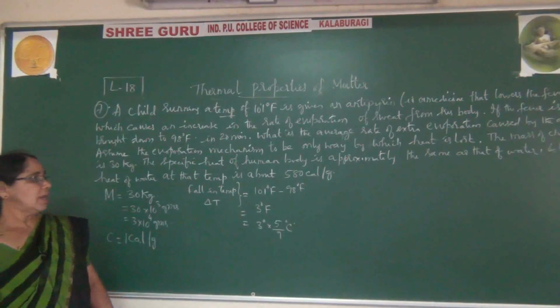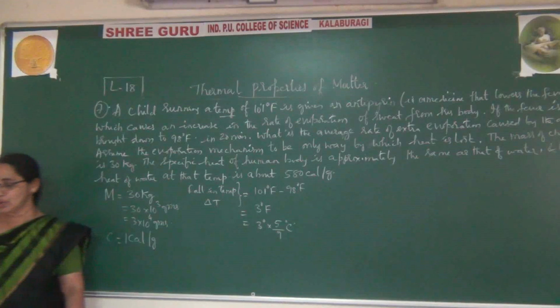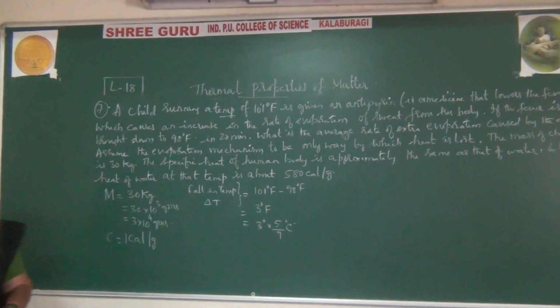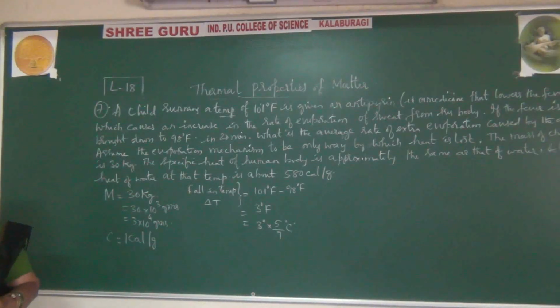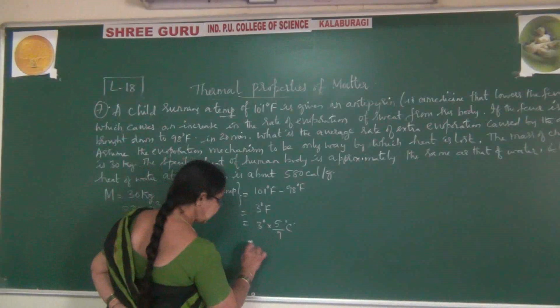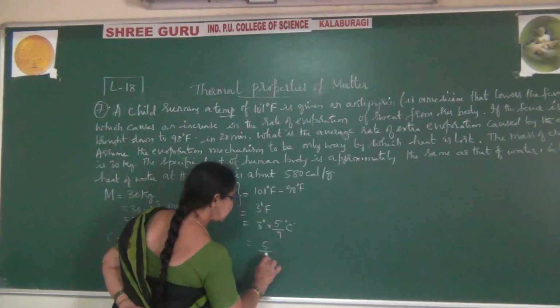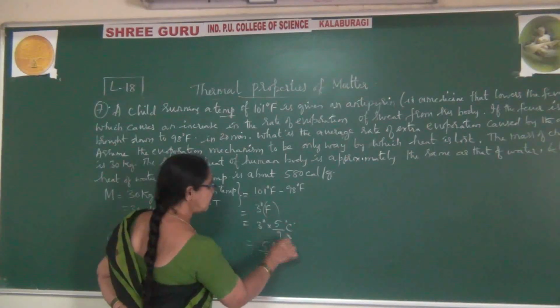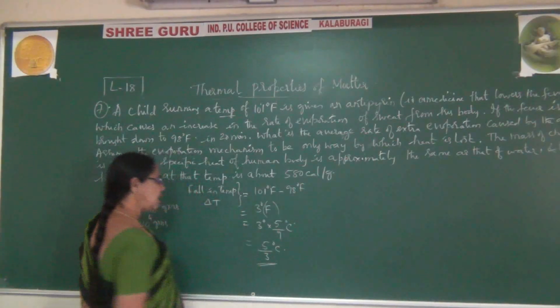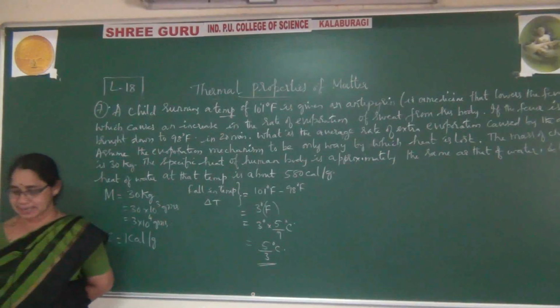Hope you know how to convert from degree centigrade to degree Fahrenheit, that is, degree Fahrenheit to degree centigrade. I have written this in terms of degree Fahrenheit. So here 3 ones are 3, and it is in terms of 5 by 3 degree centigrade. So this Fahrenheit itself is represented like this. You got the one conversion also, for the falling temperature.